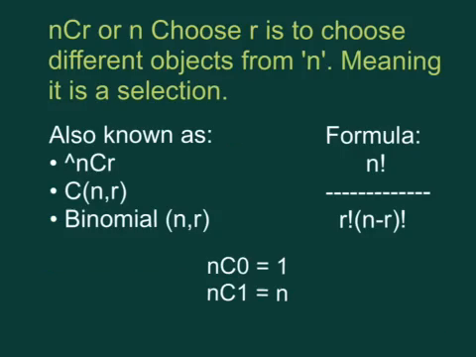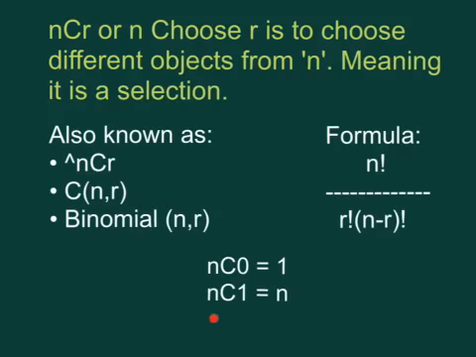Now there's something we need to take into account, and it's what we call nCr, or in other words, n choose r. This is to choose different objects from n, meaning it is a selection. We can also know this as nCr, C in brackets n, r, or binomial n r. The formula is n factorial divided by r factorial times n minus r factorial.